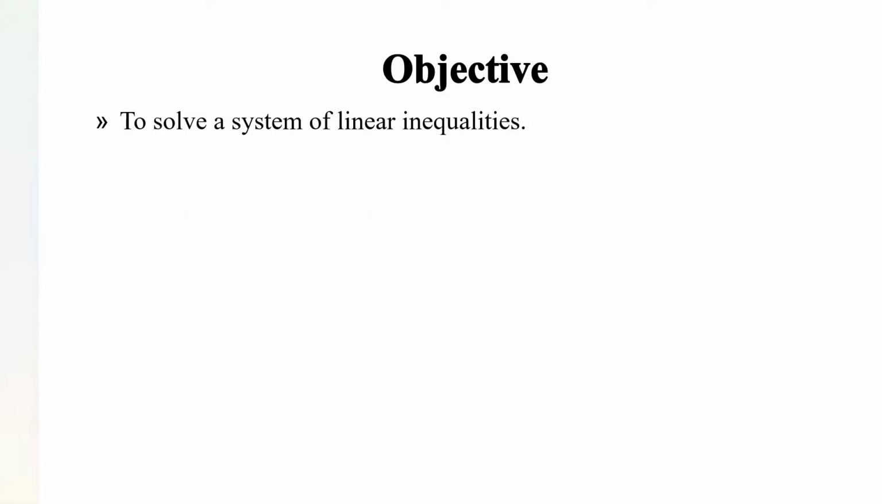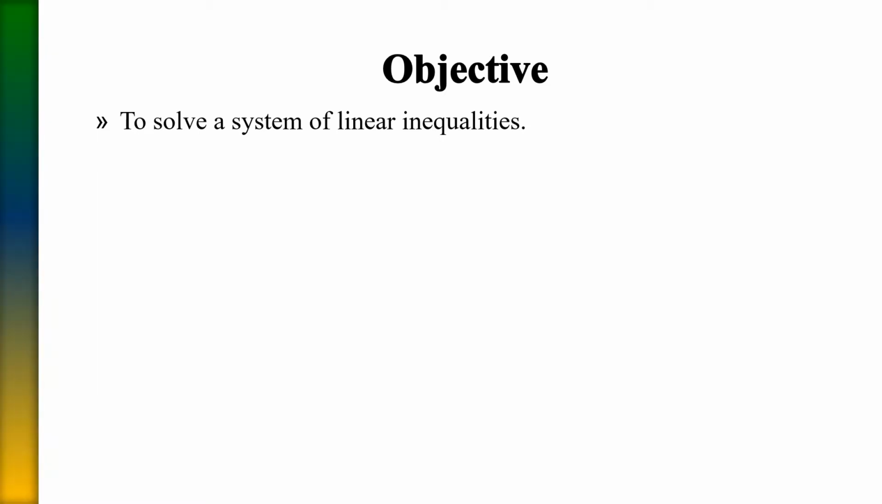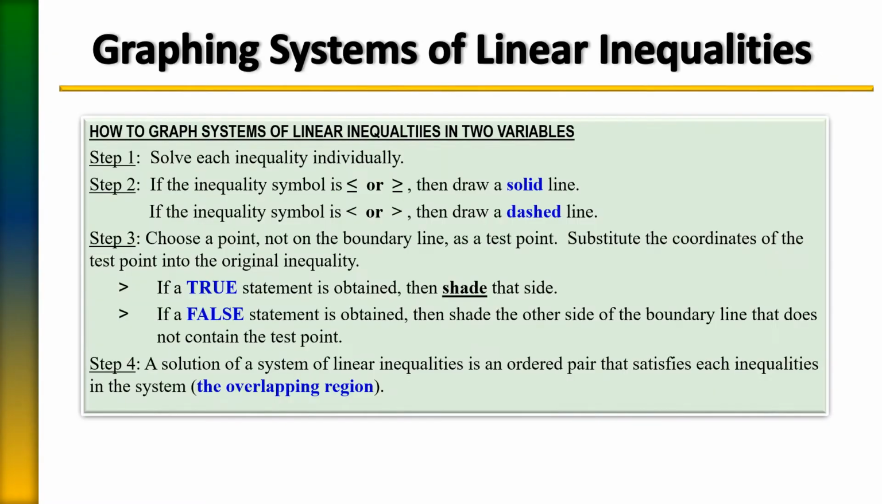In this lesson, we will solve a system of linear inequalities. Now, just as we solved linear inequalities with one equation, the same rules apply when you have two equations, or when you have a system of linear inequalities. And that is, if you have less than or equal to, greater than or equal to, you're going to sketch a solid line. If you have less than or greater than, you're going to sketch a dashed line.